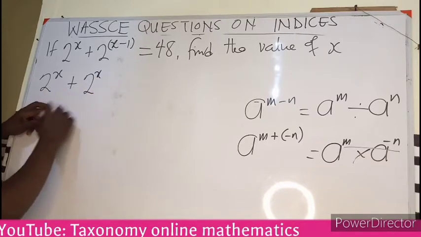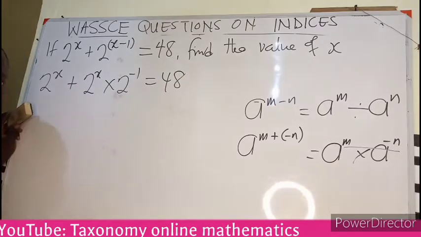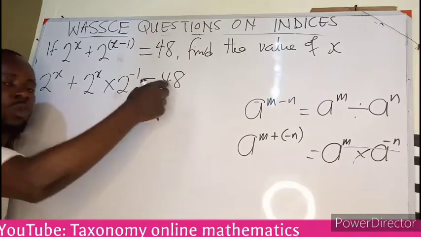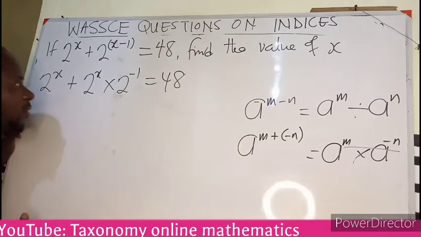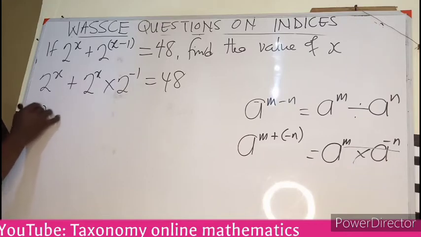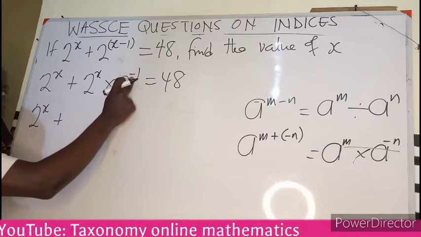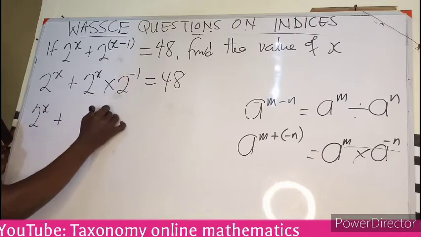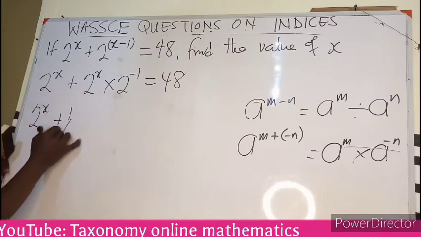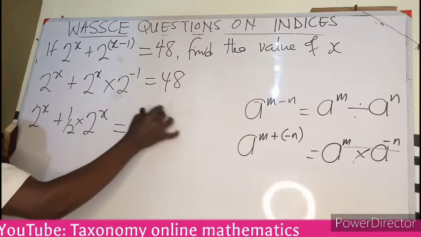So let me maintain the first one, 2 exponent x, plus 2 exponent x minus 1, all equals 48, because 48 does not have a base of 2 with any exponent to give us this. Alright, so now let's see how best we can rewrite this. That is 2 exponent x plus, this can be taken as a positive power out of reciprocal, so 1 over 2 exponent 1. So that will become 1 over 2 multiplying 2 exponent x equals 48.